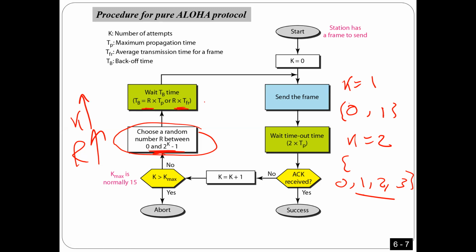So anyway, you can tell here what I did. The bigger K, as you fail more, that means R has to be bigger. That means the back-off time, TB, is going to be bigger. You have to wait more time. This is the main idea. You can implement it in different ways, but this is the way I did.